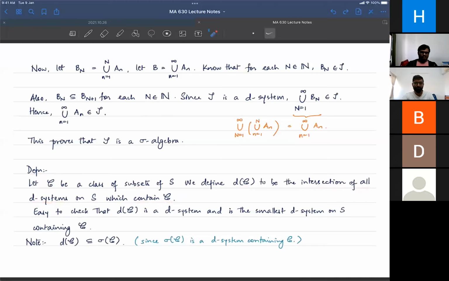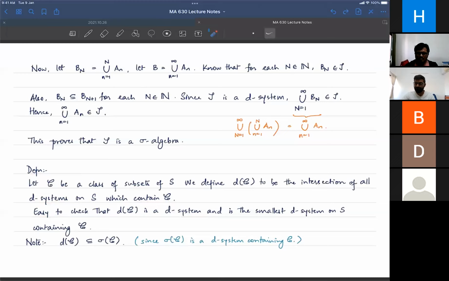All right, so I will not go through this. I'm making a claim here that if I take an intersection of D systems, I will still have a D system. I am not going to go through the proof of that. Does this ring a bell?